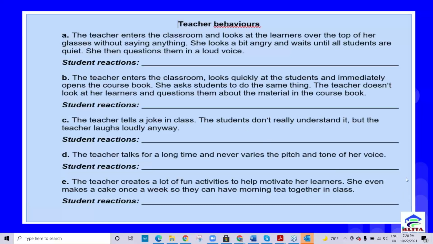Situation number E: the teacher creates a lot of fun activities to help motivate her learners. She even makes a cake once a week so they can have morning tea together in the classroom. Here we have an answer for which one she didn't get engaged. Yes, Mr. Absalam, so which situation?